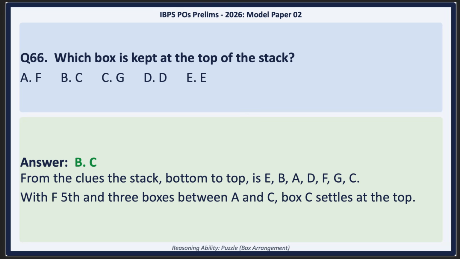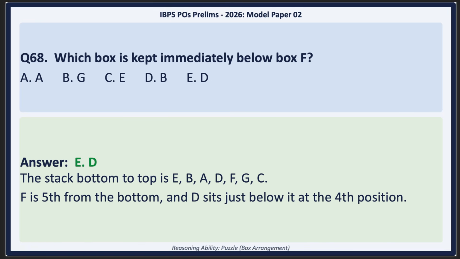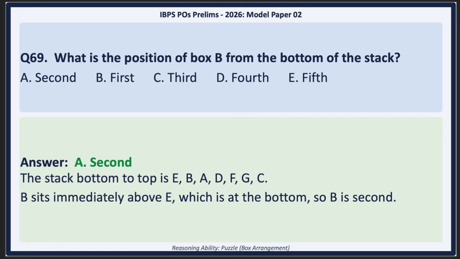Right. So for question 66, it asks you to identify the top box, which is obviously C. Then it tests spatial tracking for question 67, asking how many boxes sit between D and G. Which would just be the one box, F, sitting right in the middle of them. Exactly. Then question 68 asks for the immediate neighbor below F. That's D. And question 69 asks for the exact position of B from the bottom. Which is second. I mean, that all feels very straightforward once the stack is built.